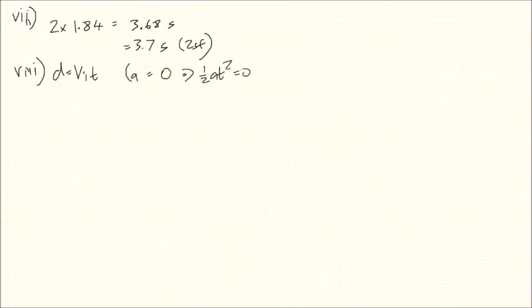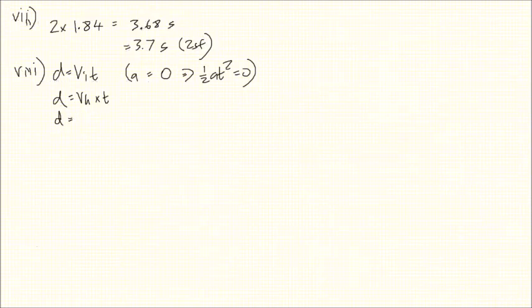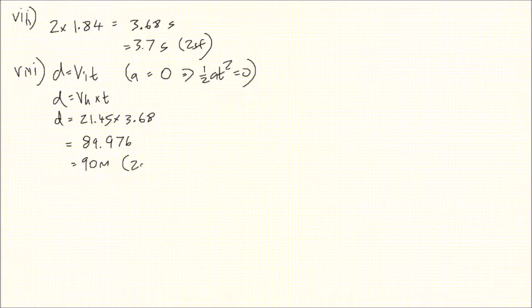Okay, and how far away from the launch ramp should the landing ramp be placed? Again, the acceleration is 0 in the horizontal direction, so the half AT squared in D equals VIT plus a half AT squared is lost. I'm just going back here to get some information from the previous slide so I don't get too confused. I was just trying to find out what VH was. The distance equals the horizontal velocity times the total flight time, substituted in, solved, and then rounded to give 90 meters to 2 significant figures.